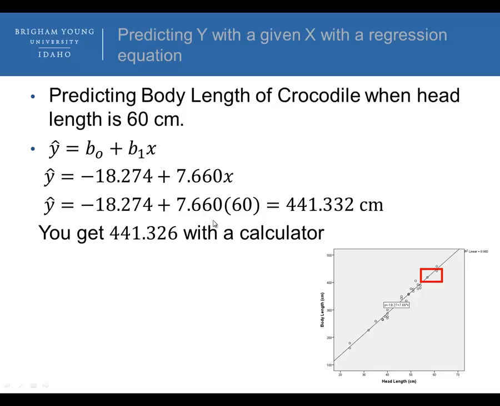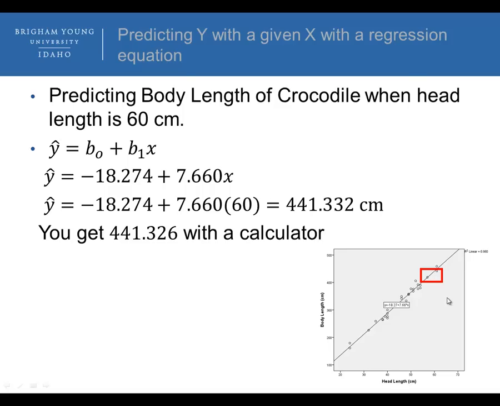You can get a prediction of y using SPSS or Excel, and if you do that, you would get a number of 441.332. You can also use a calculator to take 7.660 times 60 and then subtract 18.274 to get this number. In this situation, the numbers are fairly close. Now if you look at the bottom right, here's a scatter plot, and then I fitted a line, which I will cover briefly at the end of the video. If you have 60, if you go up to this point of the regression equation, that would be about 441.